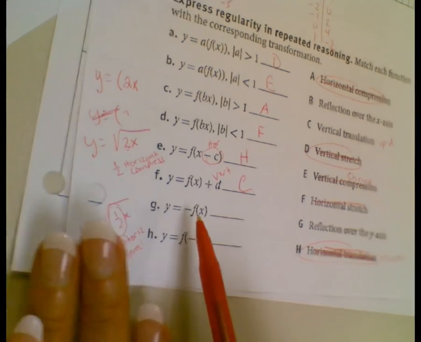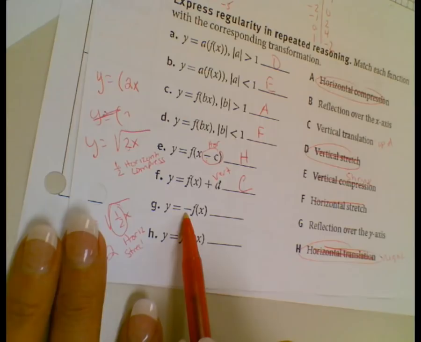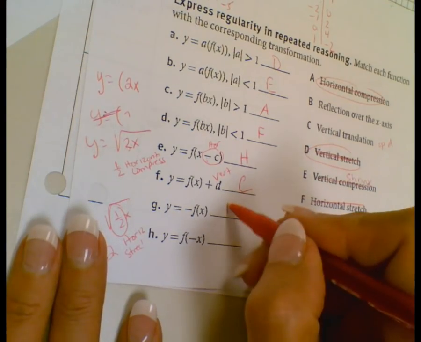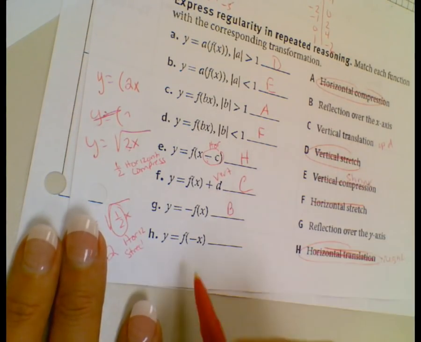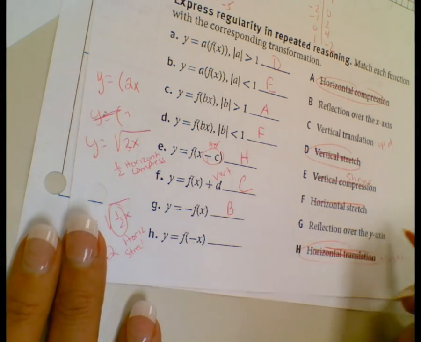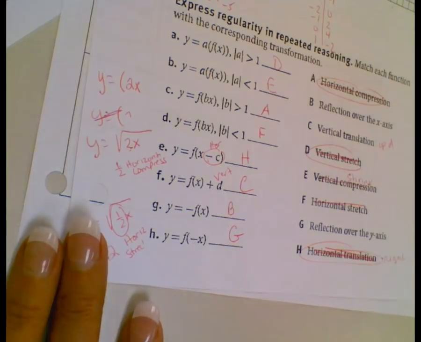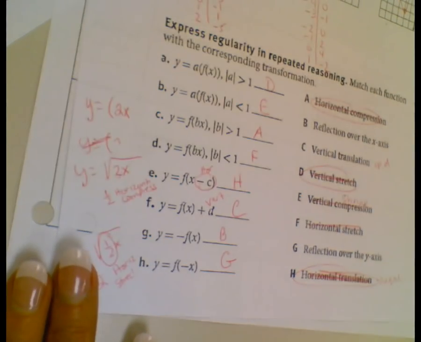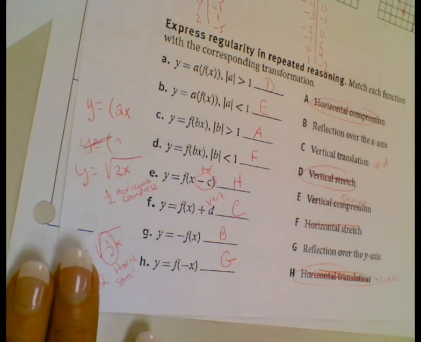Now, negatives. If it's on the outside, it's a reflection over the x-axis. That's B. That means you're changing the y. If it's on the inside, it's a reflection over the y-axis, which is G. And those you're matching. That was supposed to be everything you learned last year.